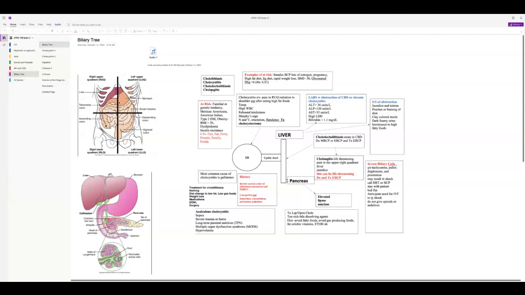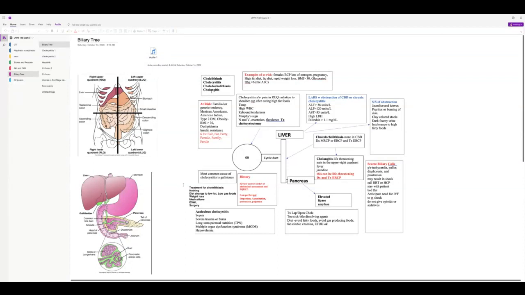So when somebody has pancreatitis, that is very bad pain, and it will typically be in the left upper quadrant or mid epigastric area, and it radiates to the back. Okay, and that is very painful.